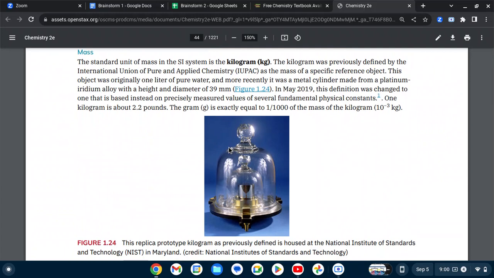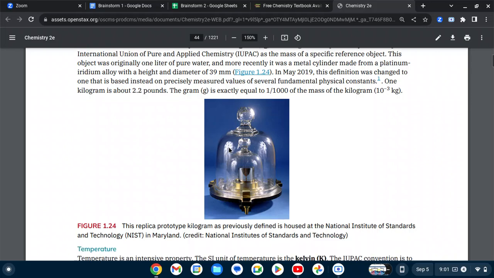Mass. The standard unit of mass in the SI system is the kilogram. The kilogram was previously defined by the International Union of Pure and Applied Chemistry as the mass of a specific reference object. This object was originally 1 liter of pure water, and more recently, it was a metal cylinder made from a platinum-iridium alloy with a height and diameter of 39 millimeters. In May 2019, this definition was changed to one that is based instead on precisely measured values of several fundamental physical constants. 1 kilogram is about 2.2 pounds. The gram is exactly equal to 1/1000th of the mass of the kilogram.